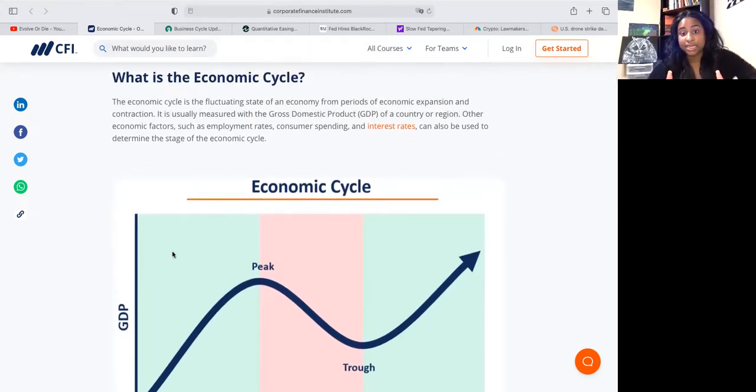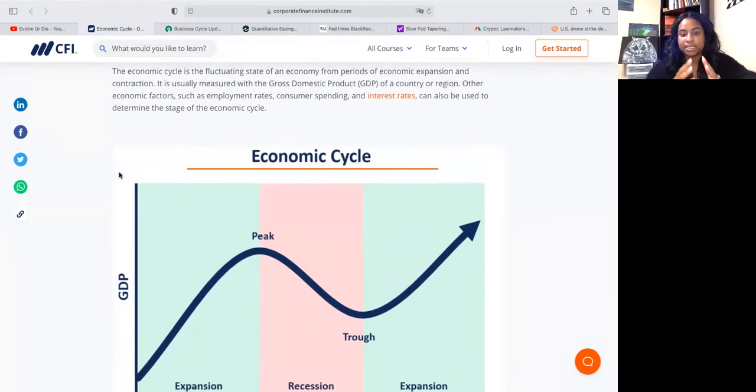This is the first thing we're going to talk about, guys, the economic cycle. Something that is good to understand from a beginner standpoint is the economic cycle. At any given point, the economy is in one of these cycles. It is going through one of these phases within the cycle. So the economic cycle is a fluctuating state of the economy from expansionary periods to contractionary periods.